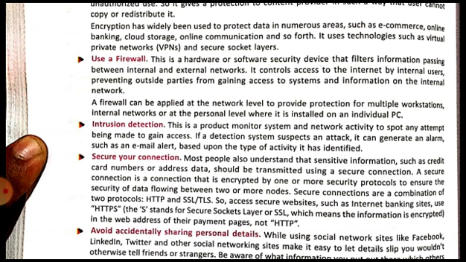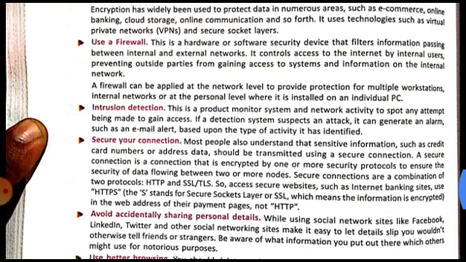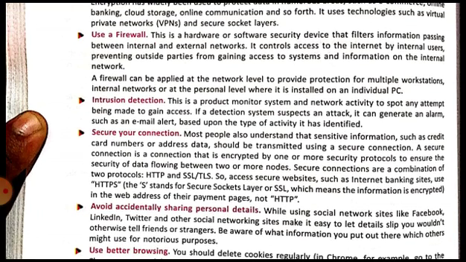Okay, a firewall can be applied at the network level also to provide protection. Network level means at a wide level, at the whole network level. So in that case, what will happen? It will provide protection for multiple workstations. Multiple workstations means more than one workstation. All those workstations which are connected to that network will be protected by using the firewall at the network level. It could also be applied at the internal network level. If we apply the firewall at the internal network level, then all those computers which are connected at the internal network level will be secured and protected by the firewall.